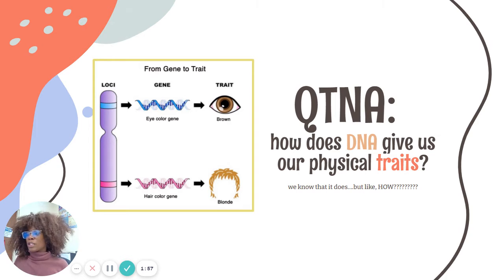sing, right? We also know that some people have DNA that gives them brown eyes, while other people have DNA that gives them blue eyes. Of course, we know that. So we already know that DNA gives us our traits, but we haven't really talked about how exactly that happens. How does it go from gene to trait? So we're going to talk about that.